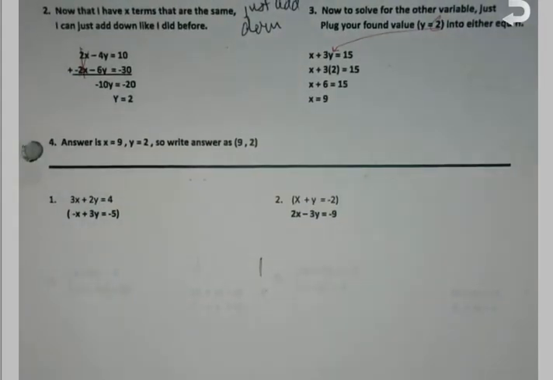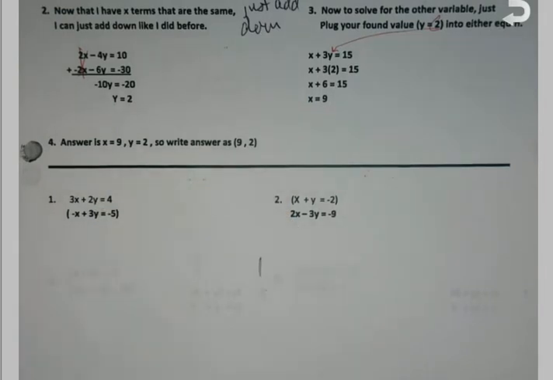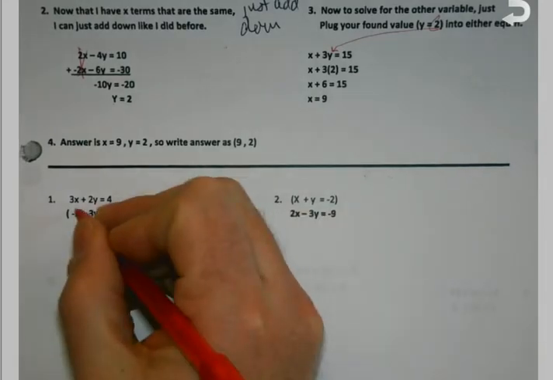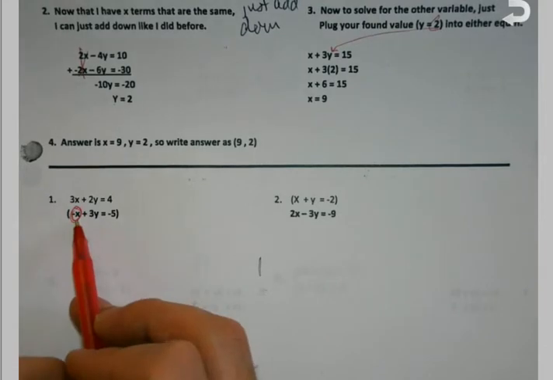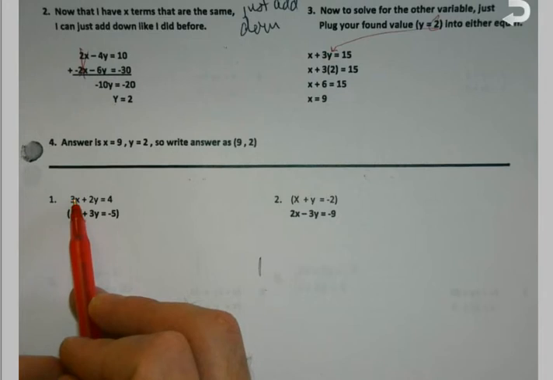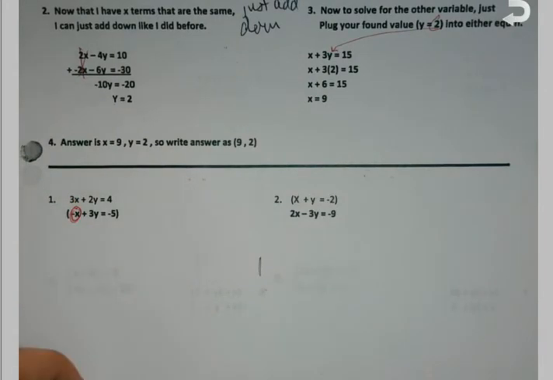So I look here and I go, okay, if I add down, no, nothing's going to go away. And I always want to check that, because sometimes I can just add down and one of my variables will disappear. But if that doesn't happen, I'm always going to be looking for that x or y that's just by itself. Okay? Once I do that, now I start asking myself, if that's positive 3x, what's its opposite that would make it go away? Negative 3.